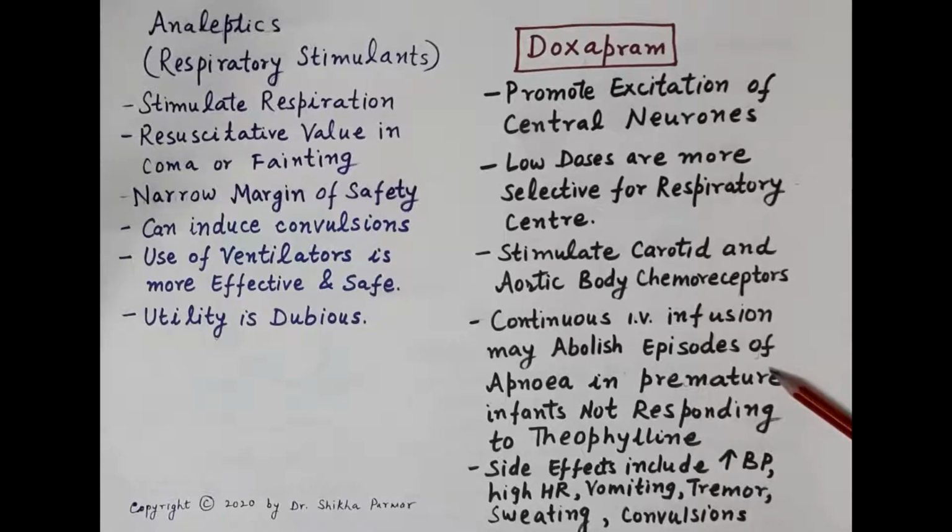Doxapram is used for the treatment of apnea, that is, the temporary cessation of breathing. Continuous IV infusion may abolish episodes of apnea in premature infants not responding to theophylline. Side effects include rise in blood pressure, high heart rate, vomiting, tremor, sweating and convulsions.